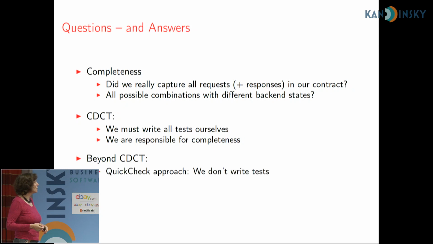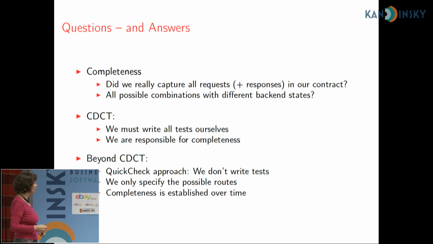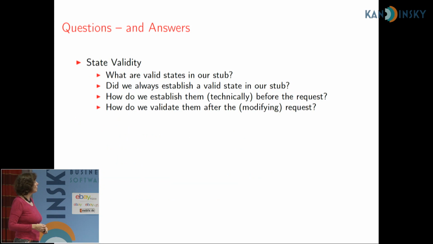For the functional essence, we use the quick check approach. And that means we just don't write tests. So the functional essence will sort this out for us over time, because it will go through this path and that path and yet another path, and it will explore the system and build up differently shaped data and then run experiments on this. Okay? The only thing we do is we specify the possible routes. So we need to give all the endpoints to the functional essence so it knows which ones to follow. And then completeness is established over time.